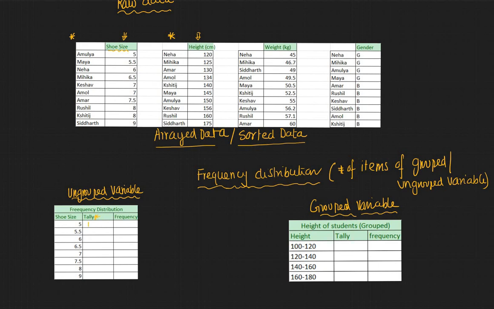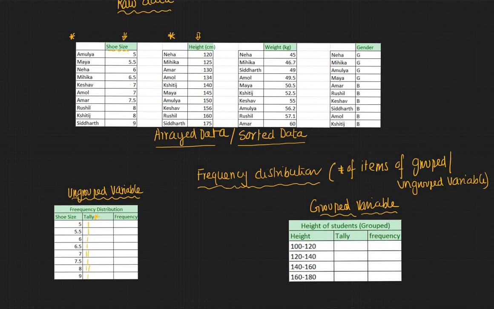The second person is 5.5, another tally. Third person is 6, one more tally. 6.5, one tally. 7 and 7, so this has 2 tally. 7.5 has 1 tally. 8 has got 2 tally. And 9 is 1 tally, right?